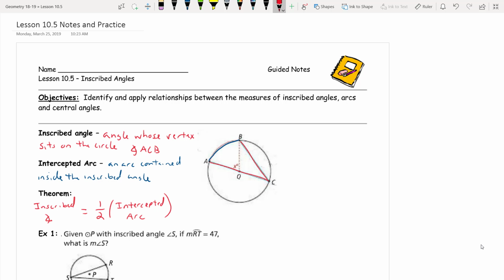So if my arc here was 60 degrees, my central angle would be 60 degrees, but my inscribed angle would be half of that and would be 30 degrees. So it's this half-double relationship. If I have an inscribed angle at 30 degrees, the intercepted arc is going to be double that and be 60 degrees. And we're going to do a bunch of examples now so that you get the feel of it.